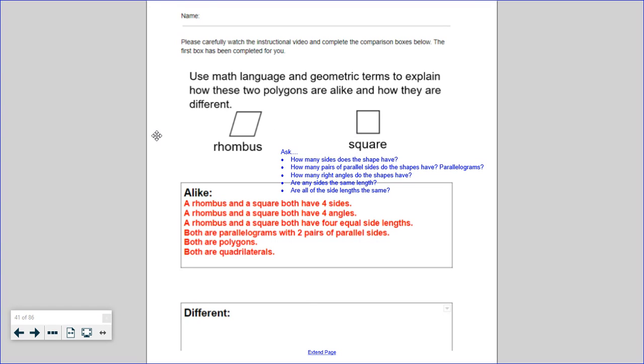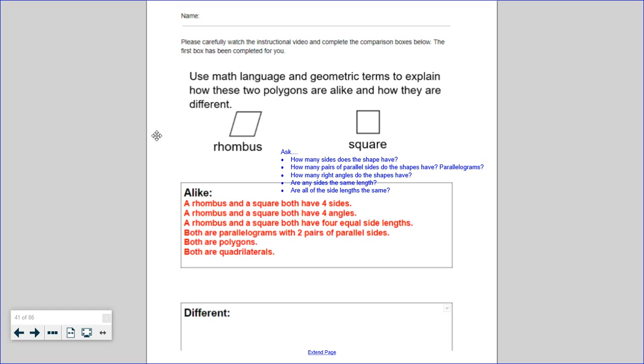Now for the rhombus and the square, part of it has already been done for you. They gave you lots of ways that they are alike. Let's look at a few of them. A rhombus and a square both have 4 sides and they both have 4 angles. A rhombus and a square both have 4 equal side lengths. Both of them are parallelograms with 2 pairs of parallel sides. Both are polygons and both are quadrilaterals with 4 sides.